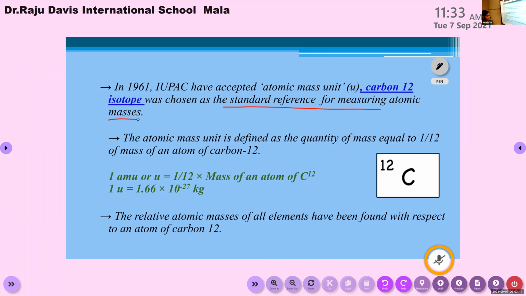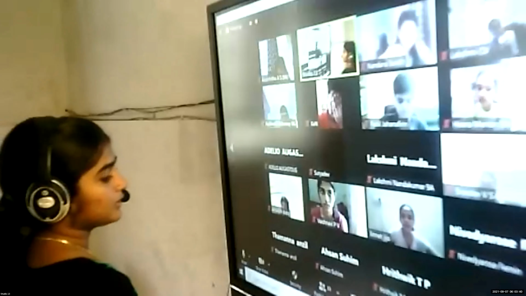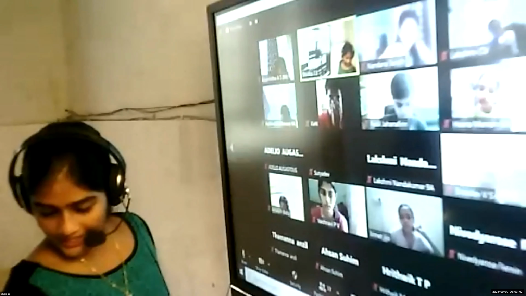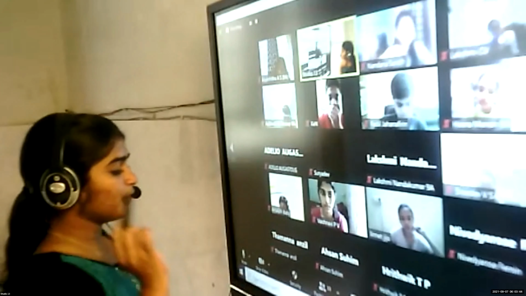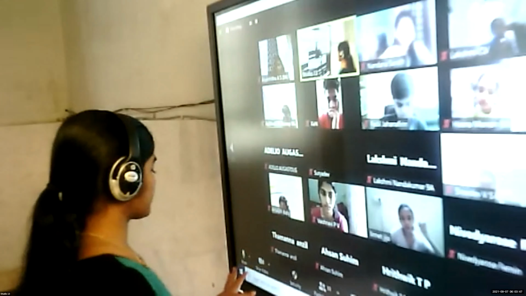What is this isotope? Any idea, children? Carbon's atomic mass we can say is simply 12. That we will learn in the next chapter about isotopes, but for now you have to just remember this. One minute, children.